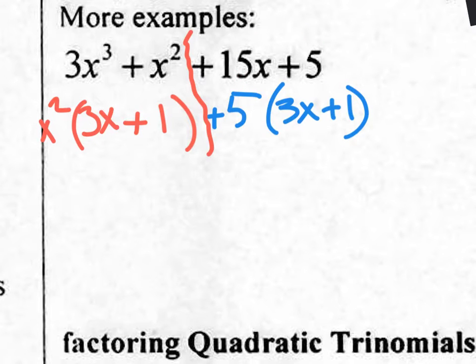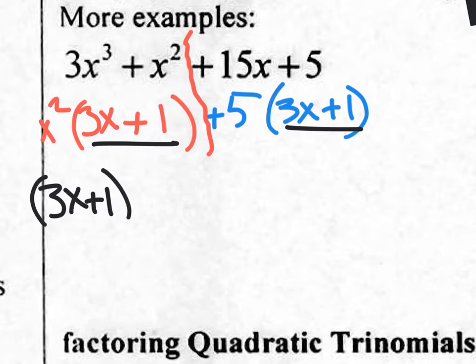And then the next step is to take a step back and look at the whole thing. And okay, here's my first group, here's my second group. What could I pull out of my first group that's in common with the second group? Well, there's a 3x plus 1 right here. There's a 3x plus 1 right here. So we're going to factor out that 3x plus 1 binomial. It's inside parentheses. We're actually going to factor it out with those parentheses. Check it out. 3x plus 1. There it is.